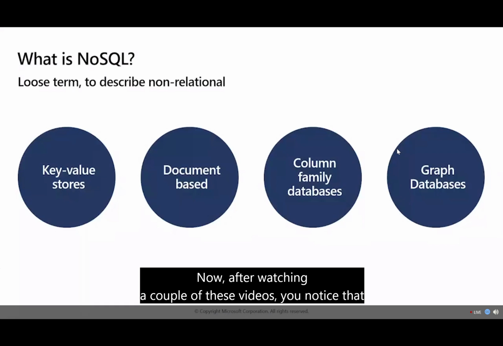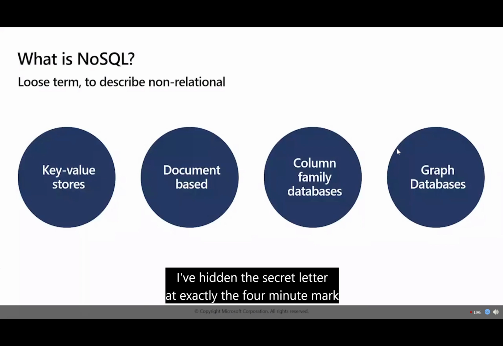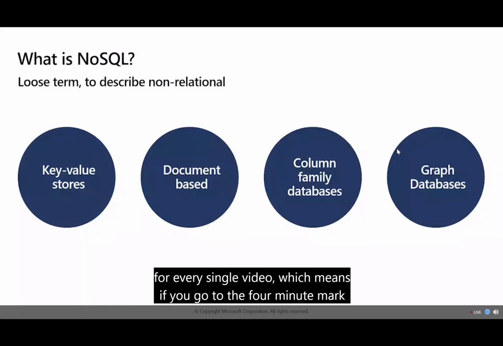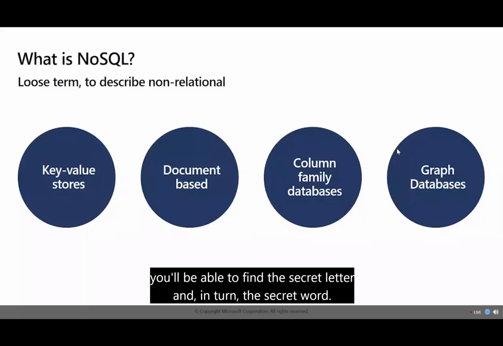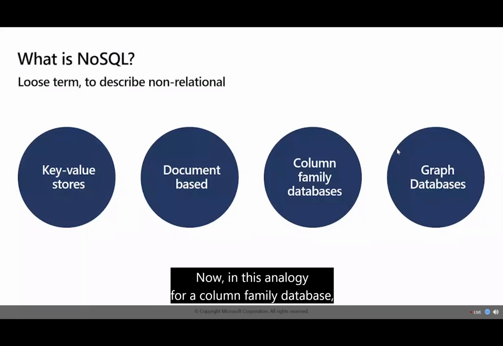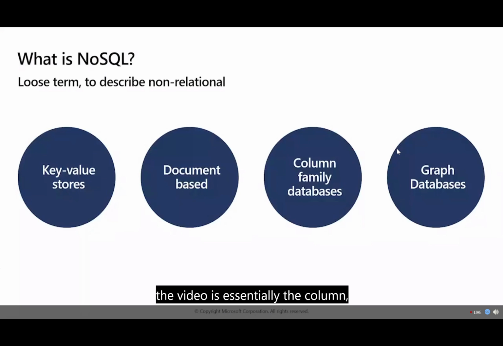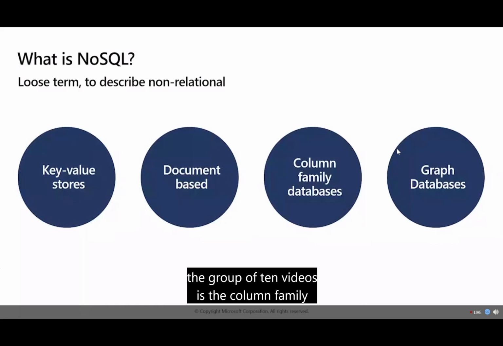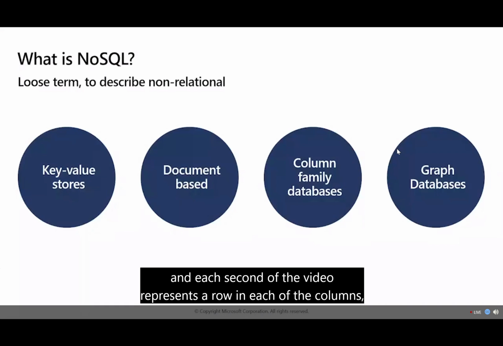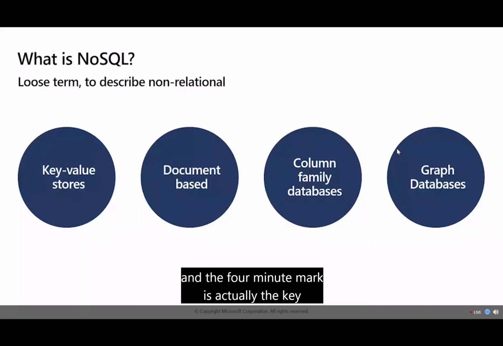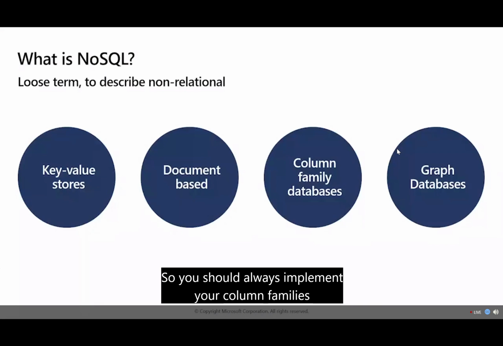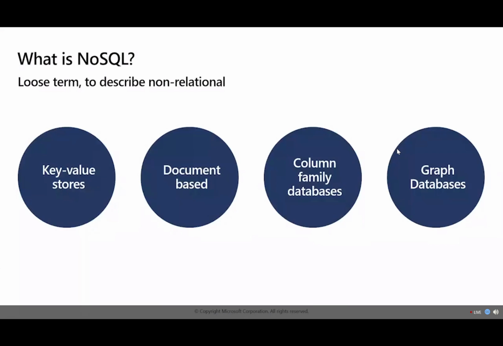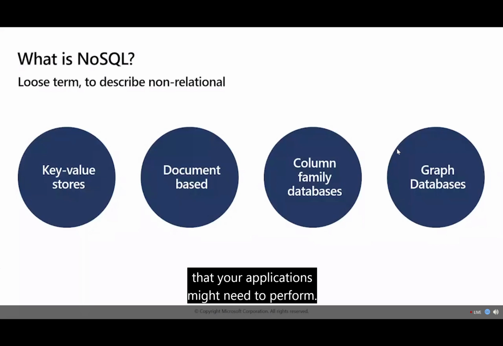Now, after watching a couple of these videos, you notice that I've hidden the secret letter at exactly the 4-minute mark for every single video, which means if you go to the 4-minute mark for every single one of these videos, you'll be able to find the secret letter and, in turn, the secret word. Now, in this analogy for a column family database, the video is essentially the column, the group of 10 videos is the column family, and each second of the video represents a row in each of the columns. And the 4-minute mark is actually the key used to fetch the data for the rows in each of the columns. So you should always implement your column families to be most optimal for some of your most common queries that your applications might need to perform.